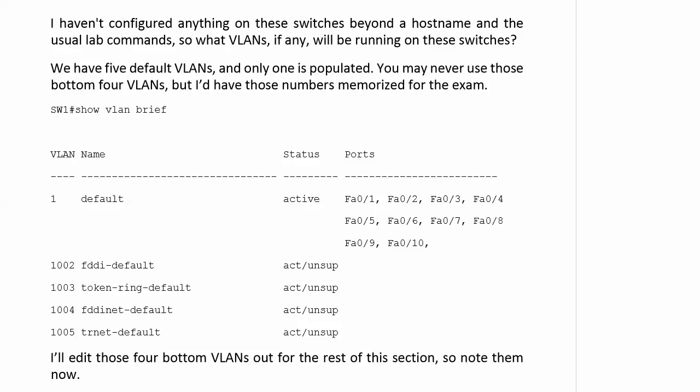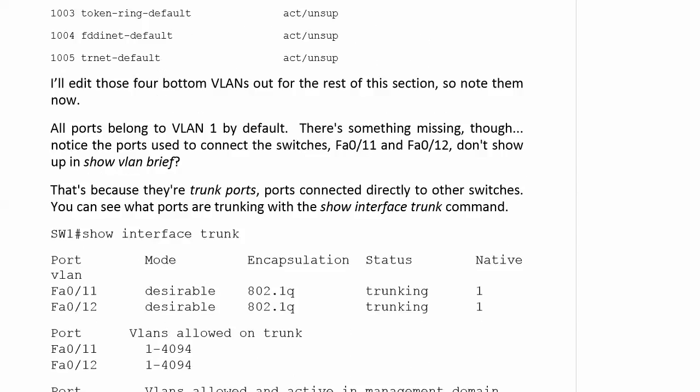We know that all ports belong to VLAN 1 by default, but this is a 12-port switch. Where are my other 2 ports? If I'm information gathering or troubleshooting a brand new switch in a network I've never worked on before, show VLAN brief is a good way to get started. But another great command is show interface trunk.